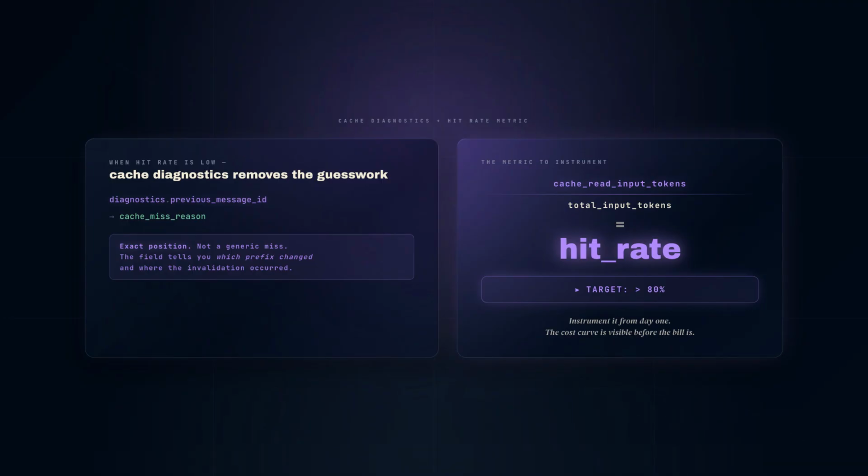This transforms cache debugging from a 3-hour debugging session into a 5-second diff. The metric to instrument is cache read input tokens divided by total input tokens. That ratio is your cache hit rate. If it's below 80% on a high-frequency agent with a static system prompt, you have a prefix architecture problem. The usage response gives you both numbers. Instrument it from day one.